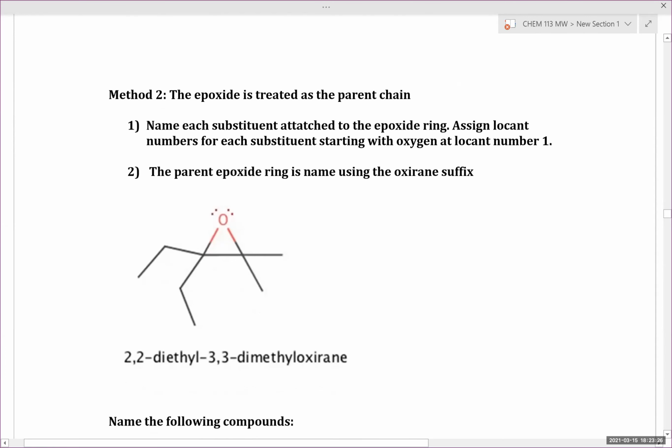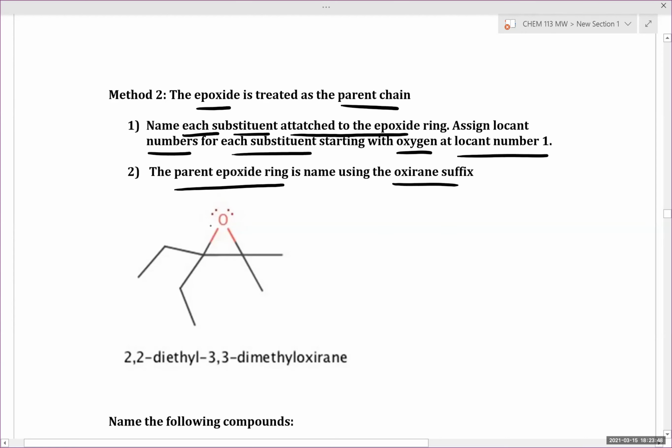Okay. The second method is to treat the epoxide as the parent chain. In this case, you name each substituent attached to the epoxide ring. You assign locant numbers for each substituent, starting with oxygen at locant number 1. The parent epoxide ring is named using the oxirane suffix. So for example, in this case, the epoxide is the parent chain, so we name it 1, 2, 3.